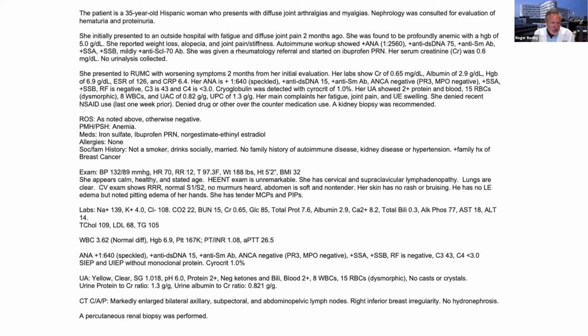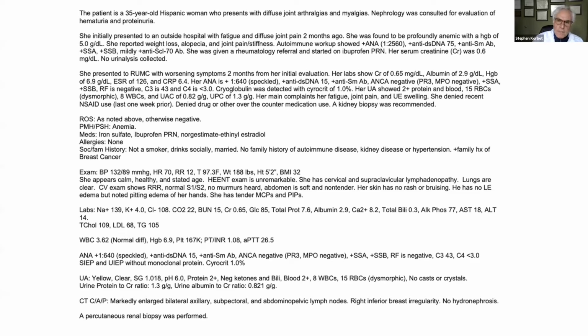Dr. Corbett, why don't you walk us through this case? Lupus. Good. Next, Doctor. No, go ahead. It's a 35-year-old who presents with all the features: arthralgias, myalgias. She's got a history of malar rash. She's anemic. She's got evidence of renal involvement, and she's extremely serologically active.